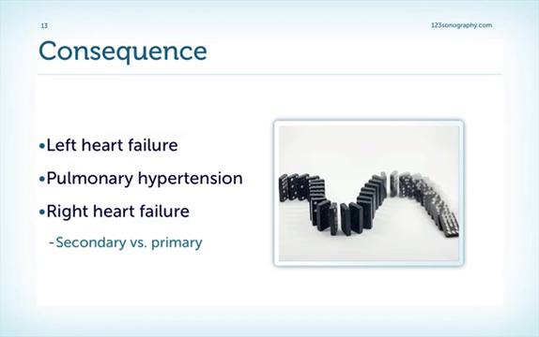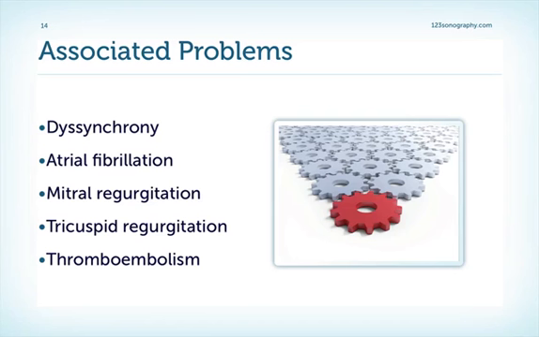The consequence of dilated cardiomyopathy is left heart failure, which could cause pulmonary hypertension and eventually right heart failure. This right heart failure could be caused by disease affection of the right ventricle or via pulmonary hypertension, which could also cause dilatation and a problem of the right heart. There are a number of associated problems which range from dysynchrony to atrial fibrillation, mitral regurgitation, and tricuspid regurgitation, and even thromboembolism. Keep all this in mind when you investigate the patient. Now we will turn to what we actually see in these patients.